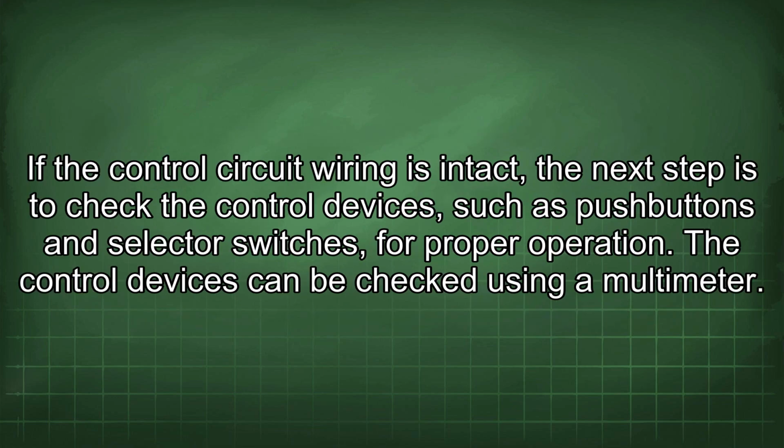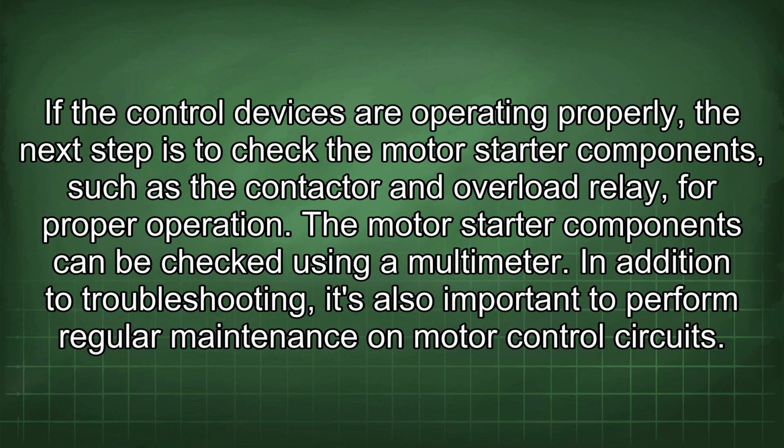If the control circuit wiring is intact, the next step is to check the control devices such as push buttons and selector switches for proper operation. The control devices can be checked using a multimeter. If the control devices are operating properly, the next step is to check the motor starter components, such as the contactor and overload relay, for proper operation. The motor starter components can be checked using a multimeter.